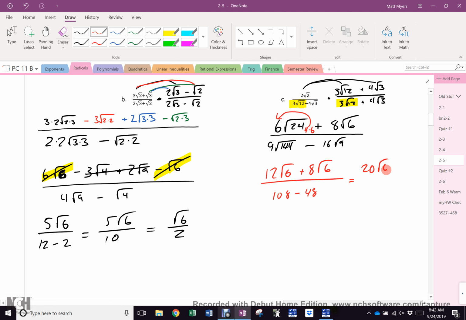12 root 6 plus 8 root 6 is what? 20 root 6s over 60. Am I going to tidy that up at all? To what? Root 6 over 3. Are we all good? Now, it doesn't get any more difficult. Just the numbers get bigger. So you may need to simplify a few times. All right? But you can see how busy it can get. Right?